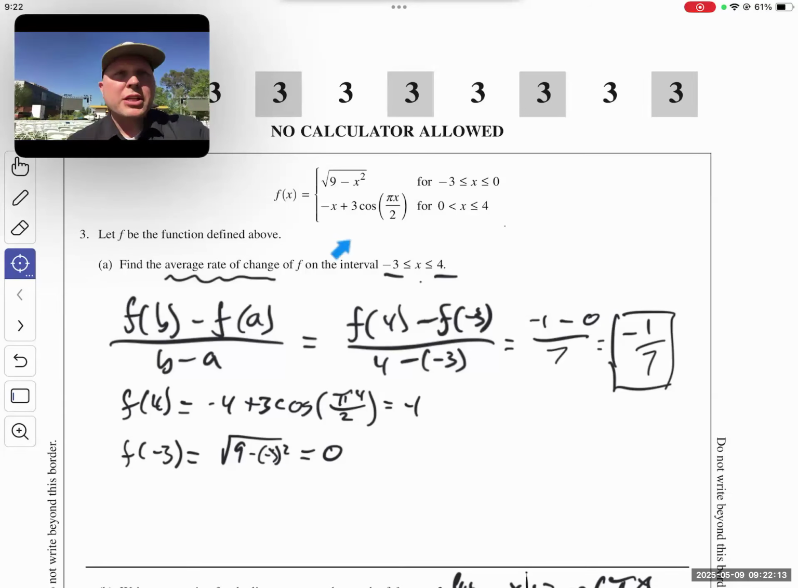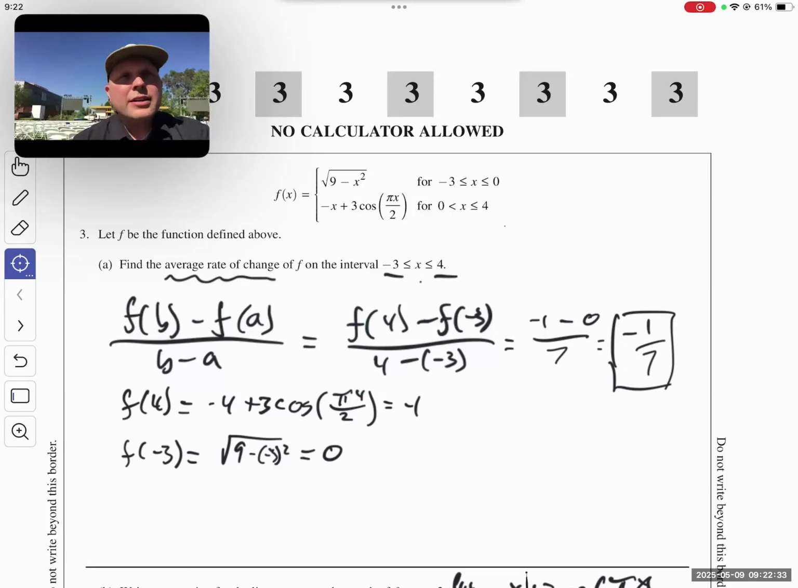We got a piecewise function. It's defined on these two parts differently. So we want the average rate of change. Start with your definition. Average rate of change is f of b minus f of a over b minus a. Write that down. Then ask yourself, what is b and a? Well, a is -3, b is 4.